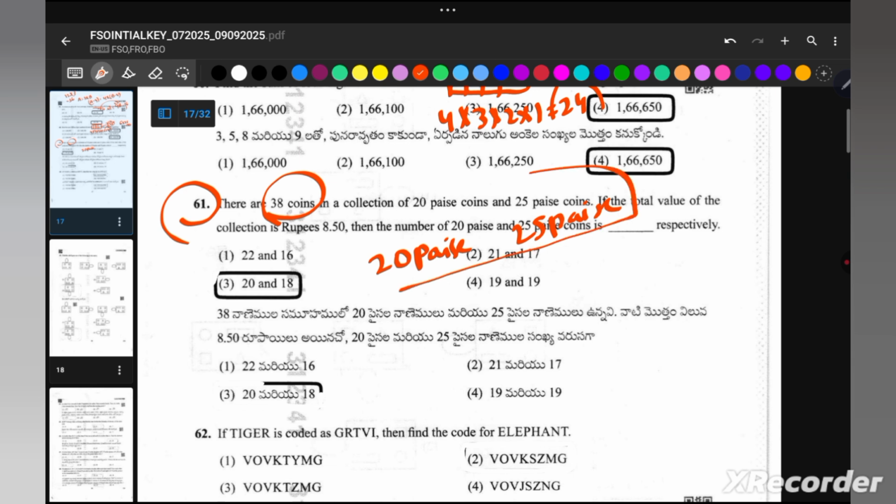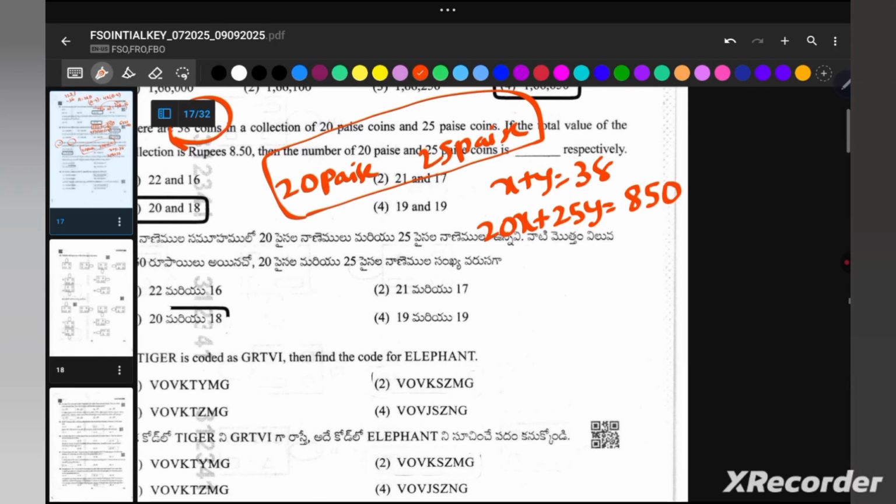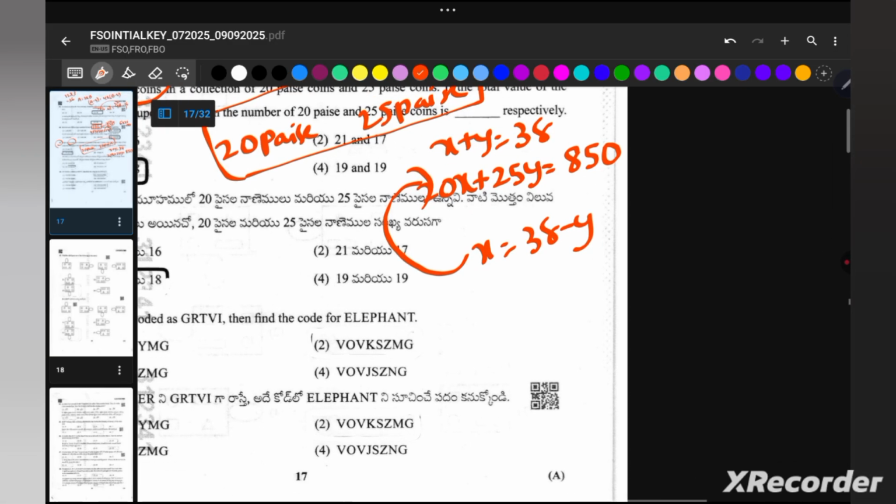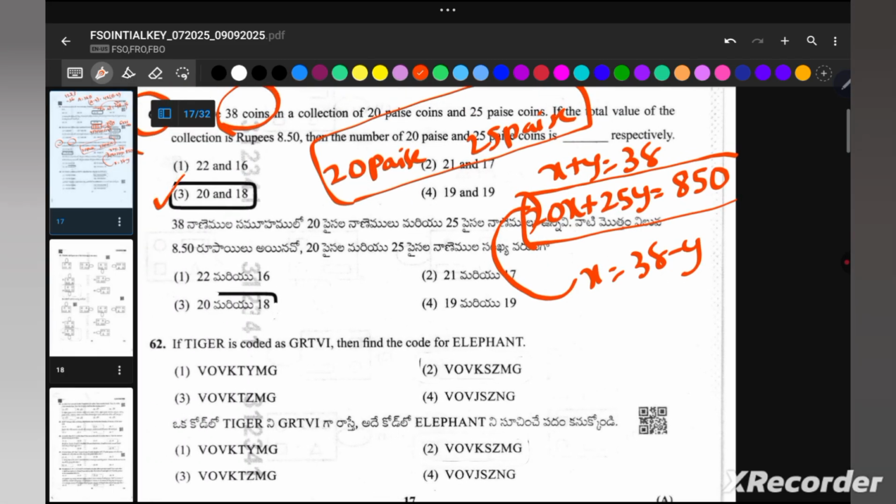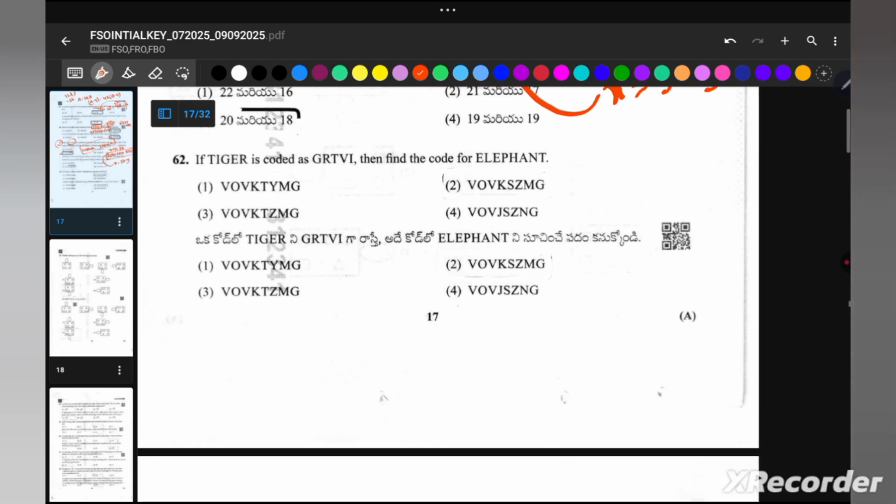The total amount is, so x plus y equal to 38 and 20 into x plus 25 into y equal to 850 in terms of paisa. Okay, if you take x as 38 minus y and substitute into this equation, you can solve it and you'll get x value as 20 and y value as 18. That's linear pair equation solving. So this is also easy.